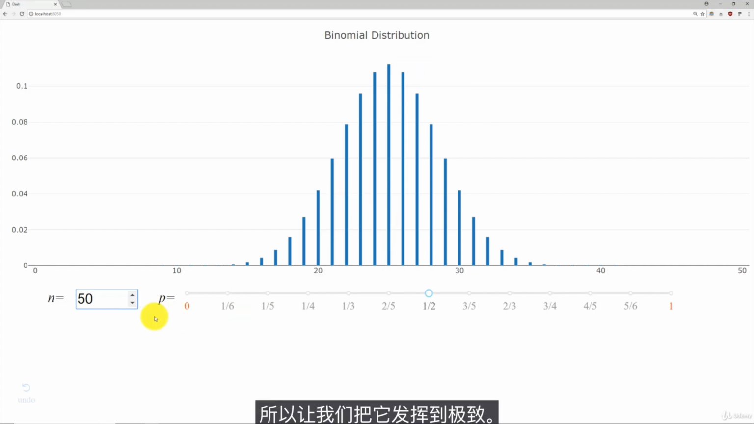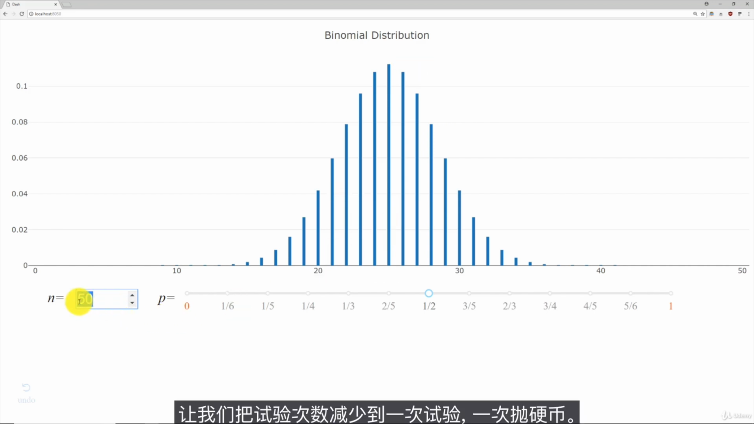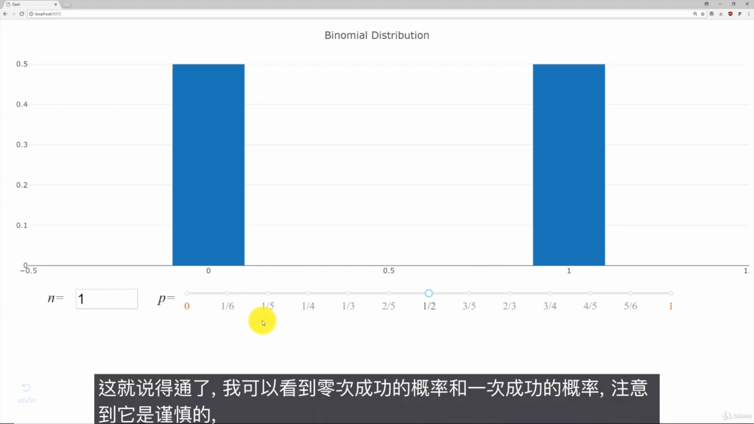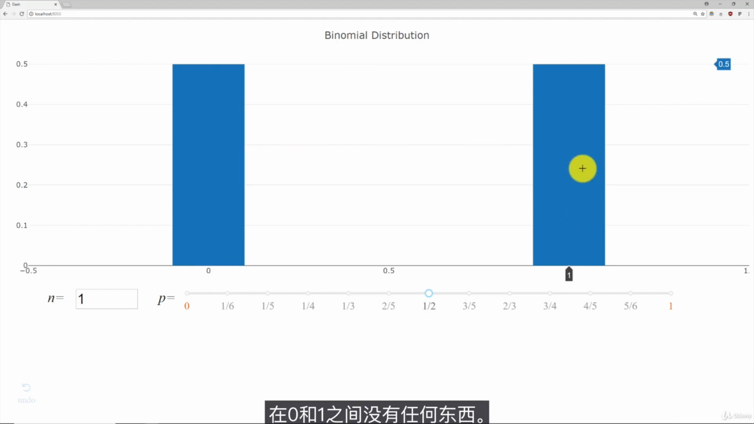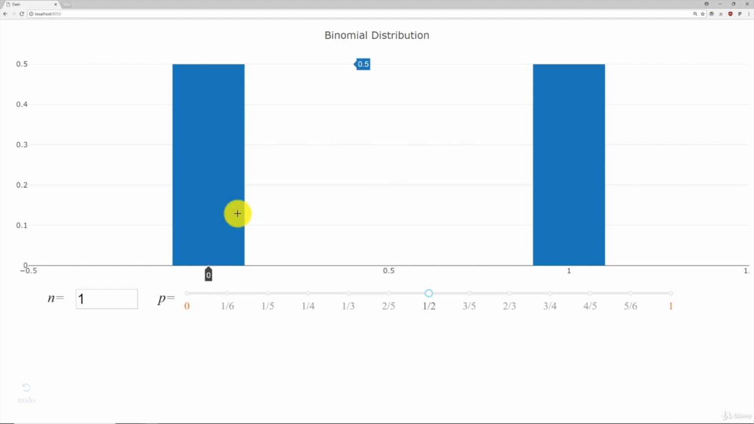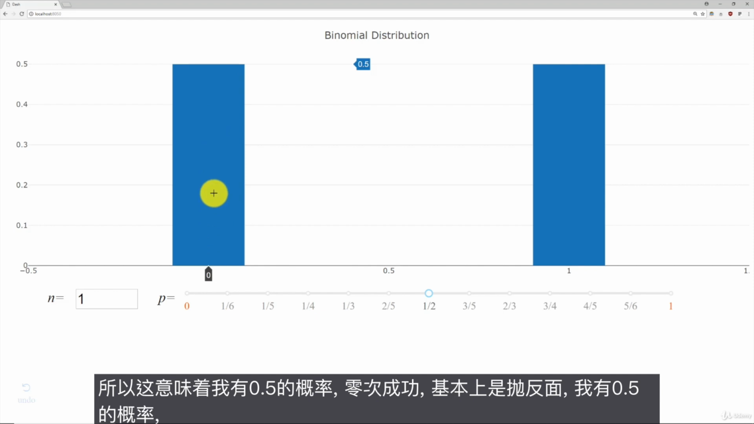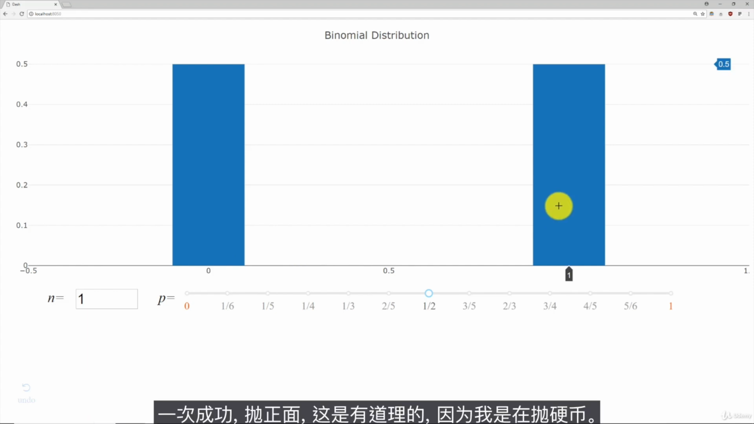So let's take this to the extreme. Let's lower the number of trials to just 1 trial, a single flip of a coin. It makes sense now that I can see the chance of 0 successes and the chance of 1 success. And notice it's discrete. There's nothing in between those values of 0 and 1. As I hover over this, we can see on the y-axis it's 0.5. So I have 0.5 probability of 0 successes, essentially flipping a tails, and 0.5 probability of 1 success, flipping a heads, which makes sense because I'm doing this for a single coin flip.